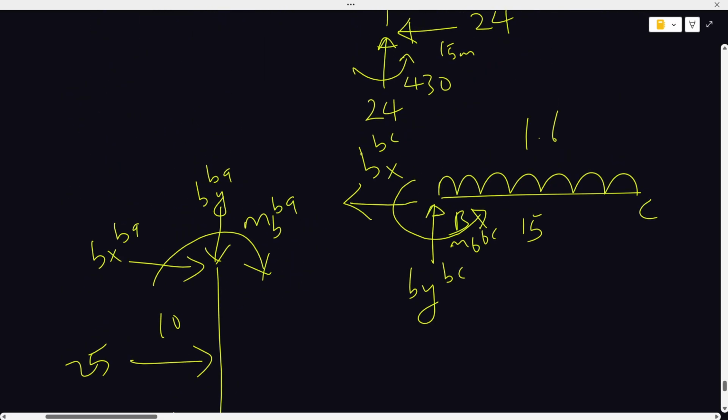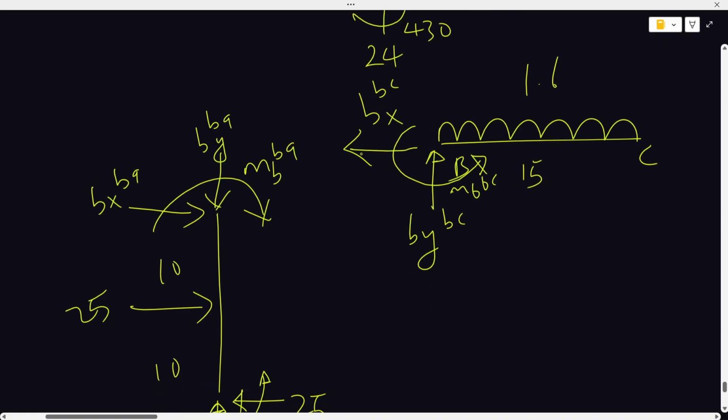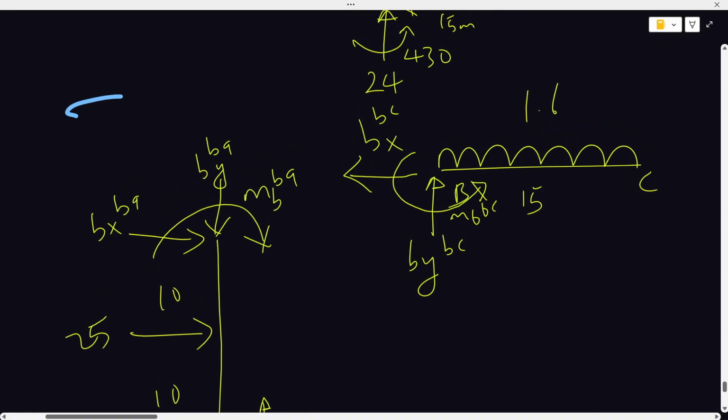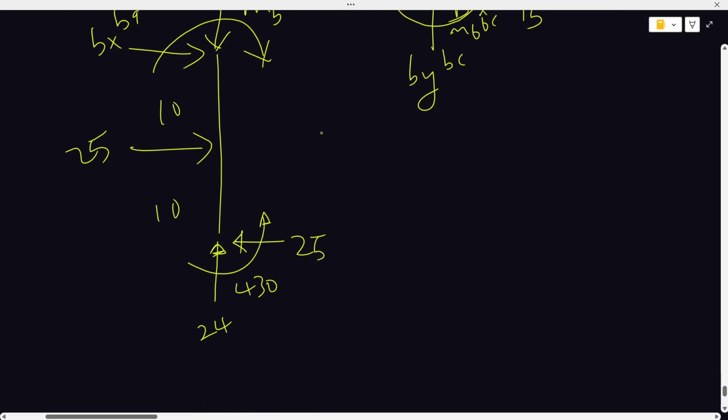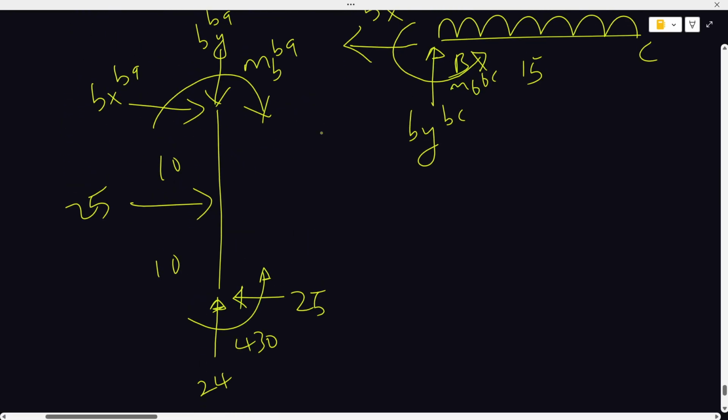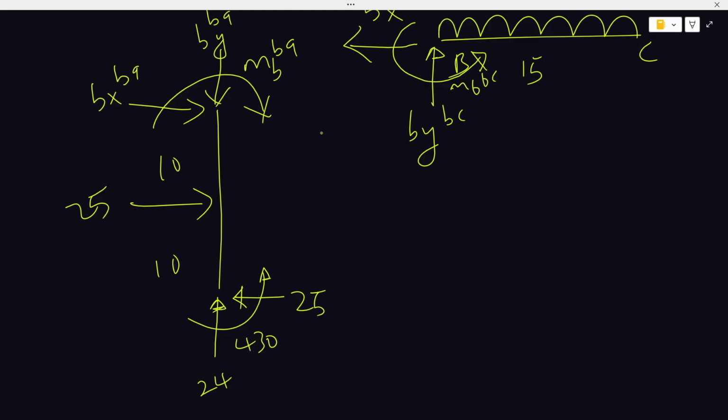So the next step after doing this is to now draw a free body diagram of all my structure. Or what am I saying? It is to apply the equilibrium equation to all the individual split parts. So applying my equilibrium equation to part 1, that is member AB.